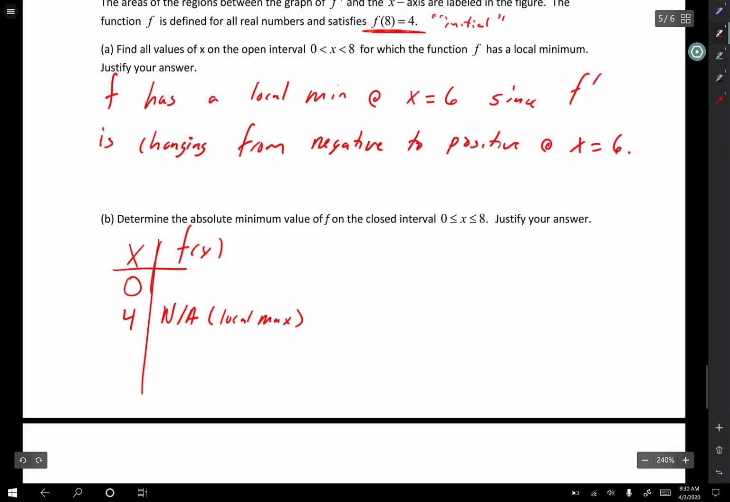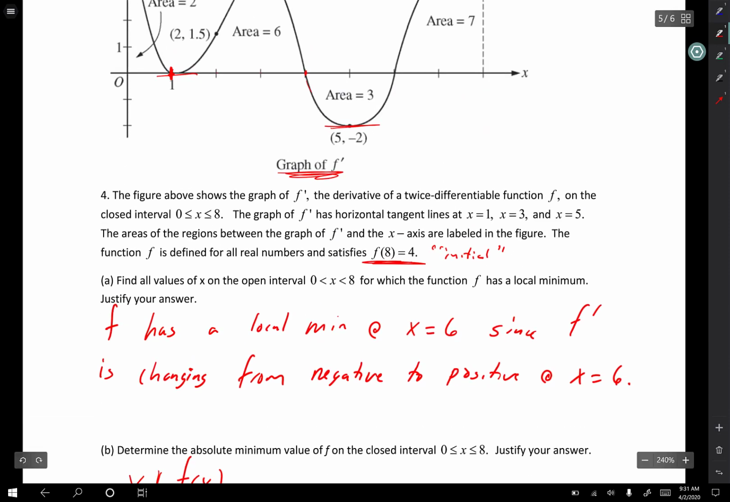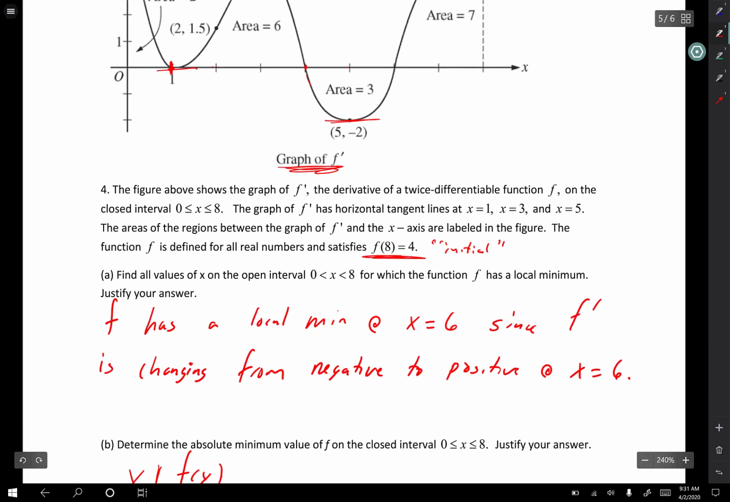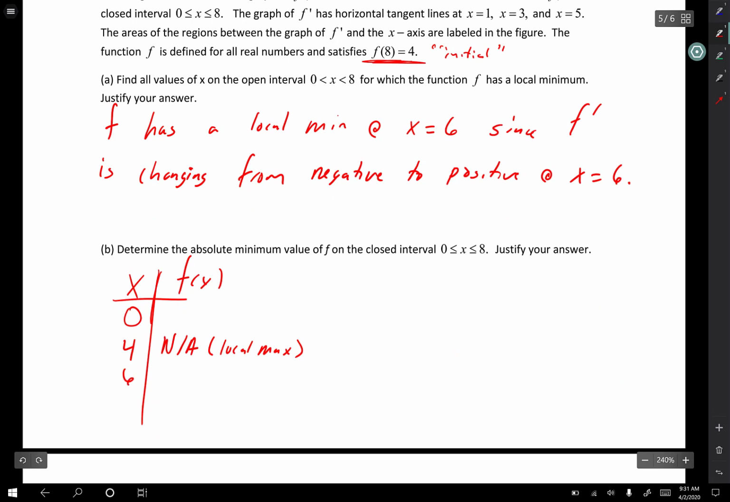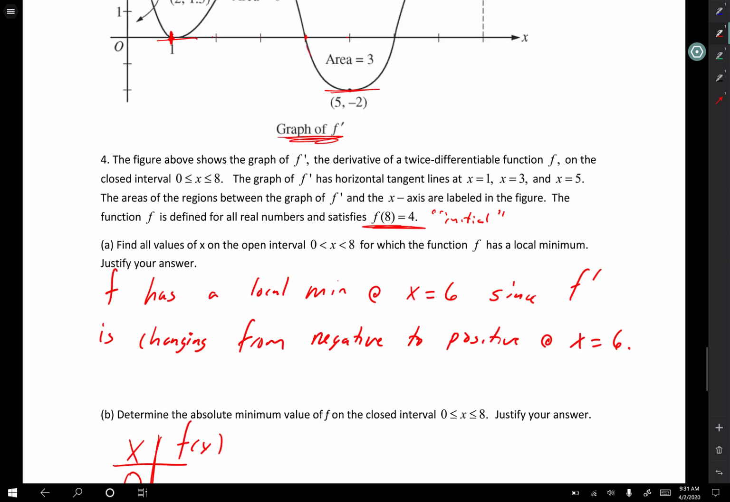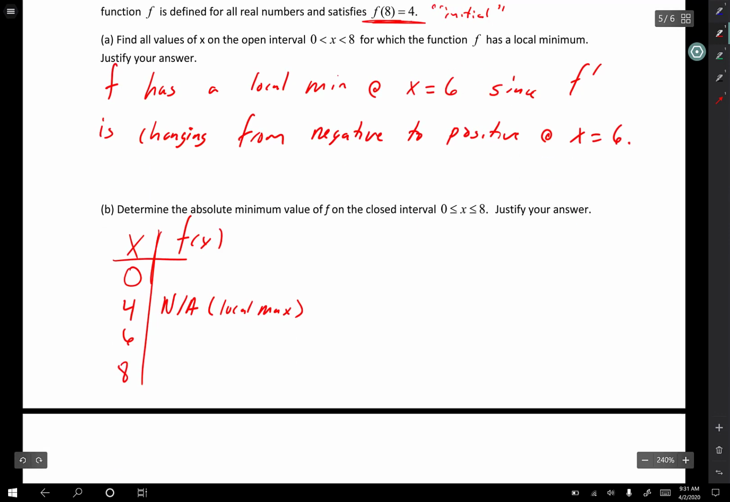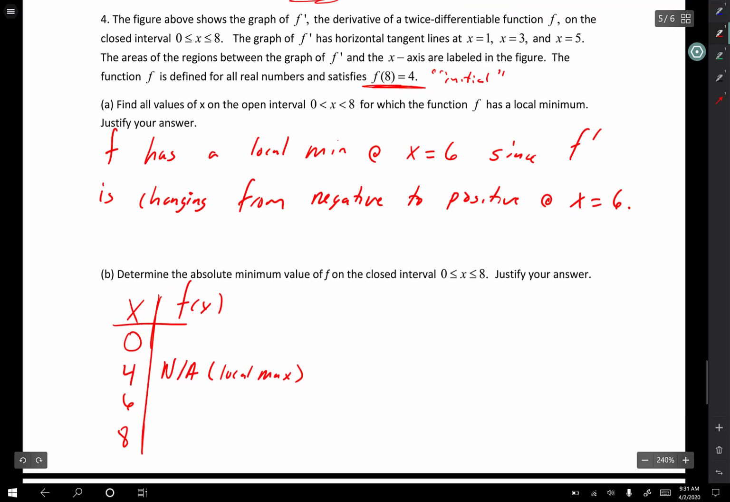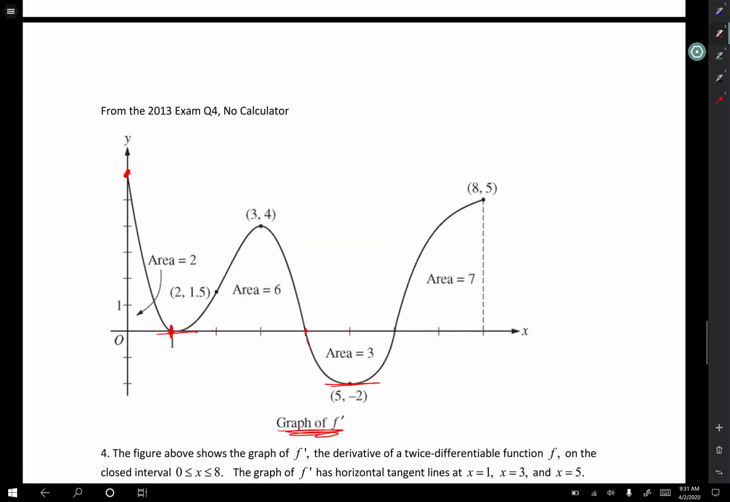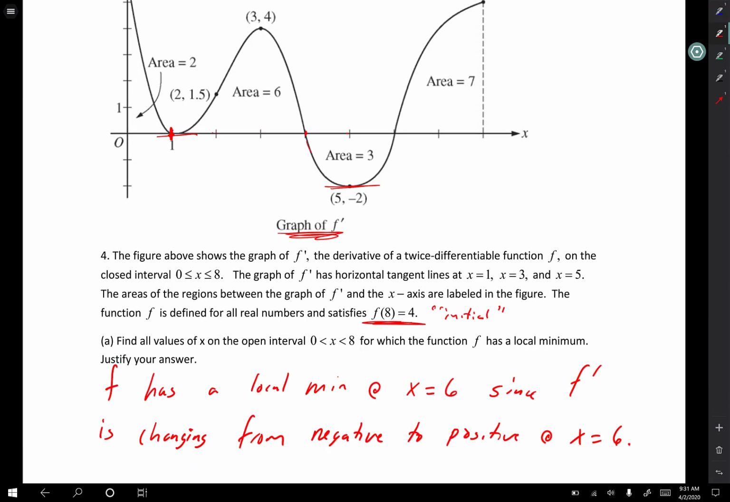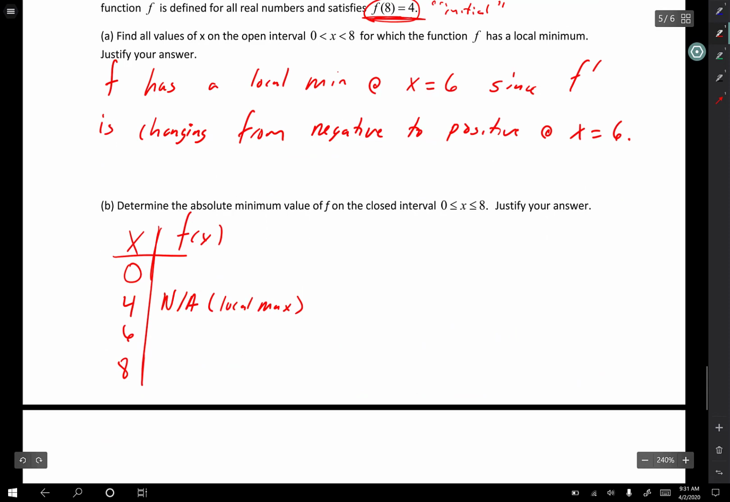Because they don't want that one, right? So 0, 1, 2, 3, 4, 5, 6. So 6 might be one. And then finally, the other endpoint, the 8. And of course, the 8 is another max. Well, we know this one. This one was given to us. Right there, f of 8 is 4.